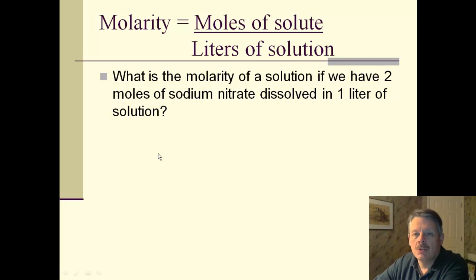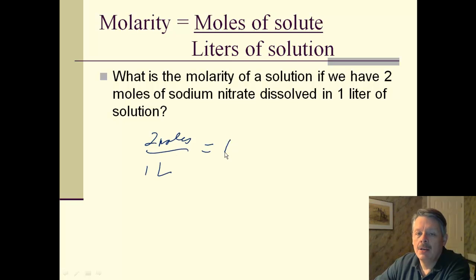Okay, so what's the molarity of a solution if we have 2 moles of sodium nitrate dissolved in 1 liter of solution? Well, because it's just moles per liter, we don't have to worry about what it is. We can just see that we have 2 moles divided by 1 liter. So our molarity, which is abbreviated M, is going to be equal to 2. It's that simple.